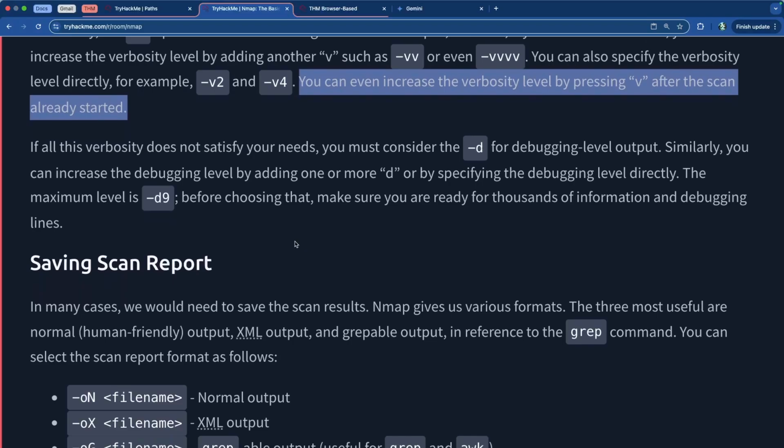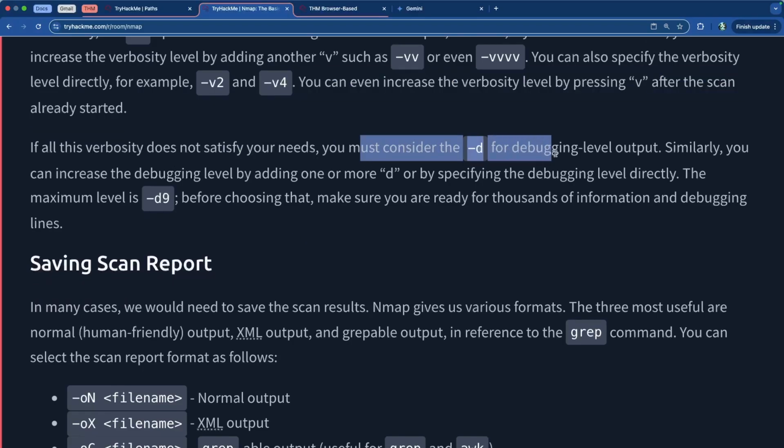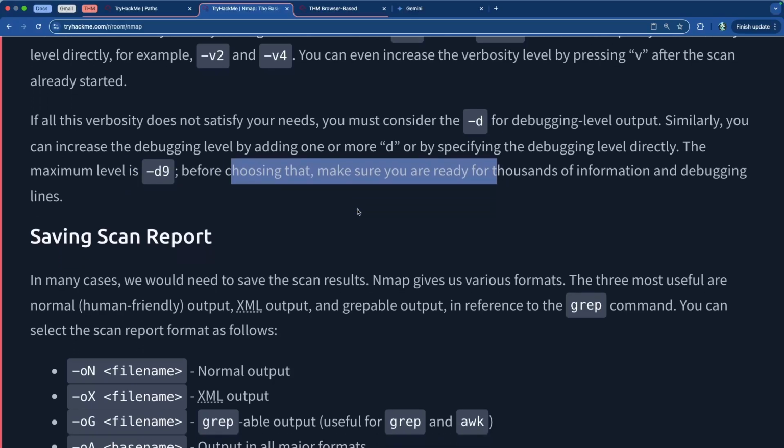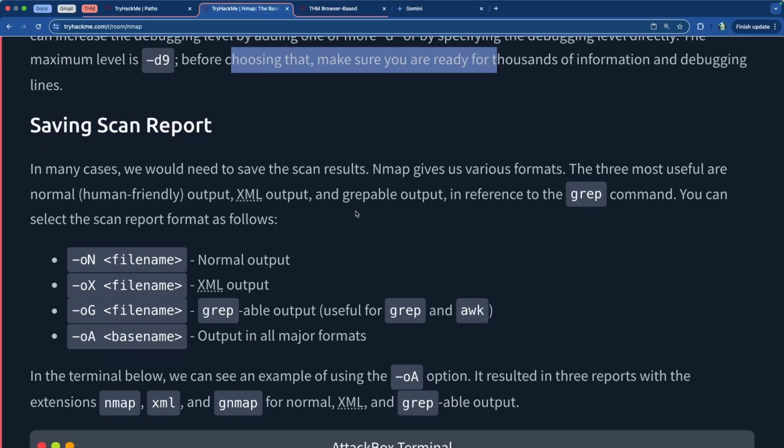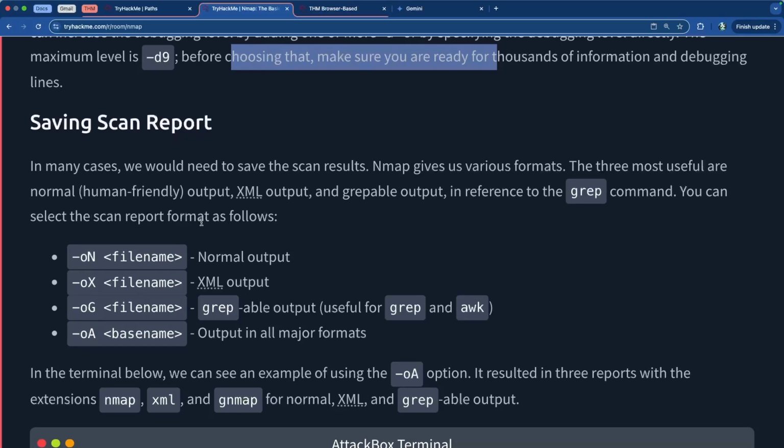That's very useful. If all this verbosity does not satisfy your needs, you must consider the debugging level output. Similarly, you can increase the debugging level by adding more Ds. That's what she said. You can go up to -d9. Before choosing that, make sure you're ready for thousands of information and debugging lines because it's going to give you a lot of output.